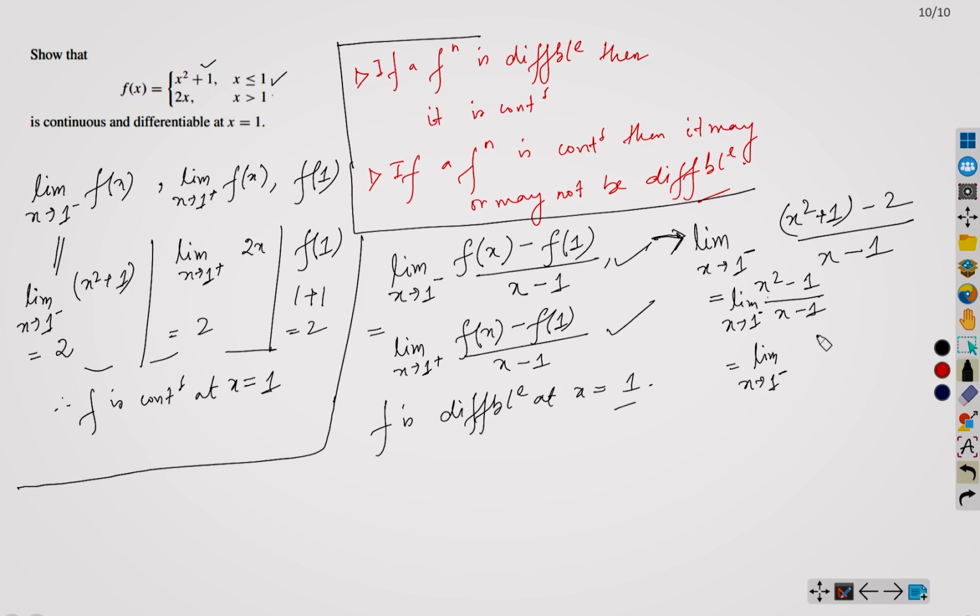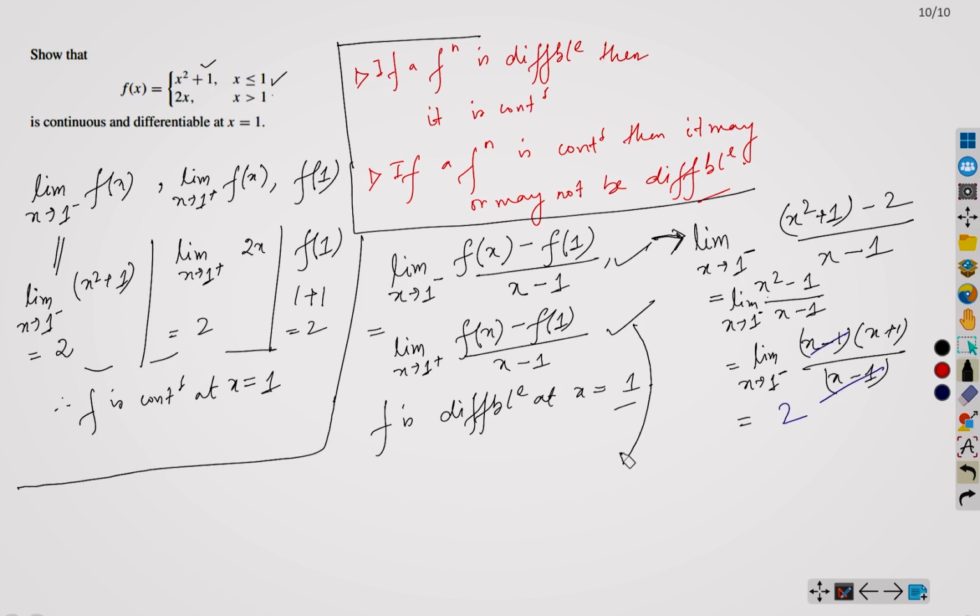Now if we simplify this, since x is not equal to 1, we can cancel out x minus 1 using the formula: x square minus 1 is x minus 1 times x plus 1, upon x minus 1. Finally we obtain x plus 1. Substituting the limiting value, we obtain 2. So the left hand limit is 2.